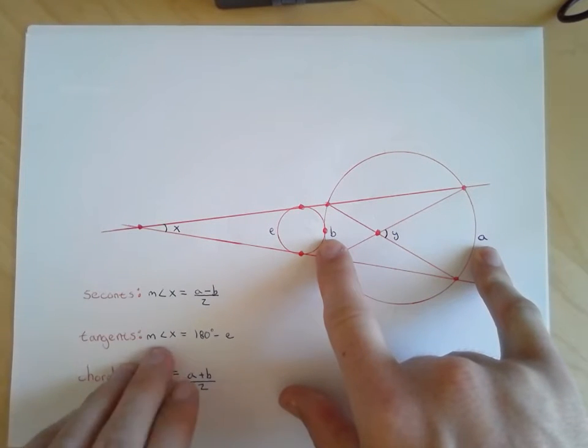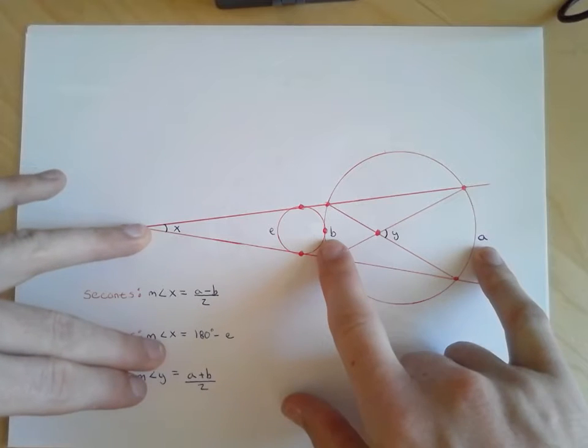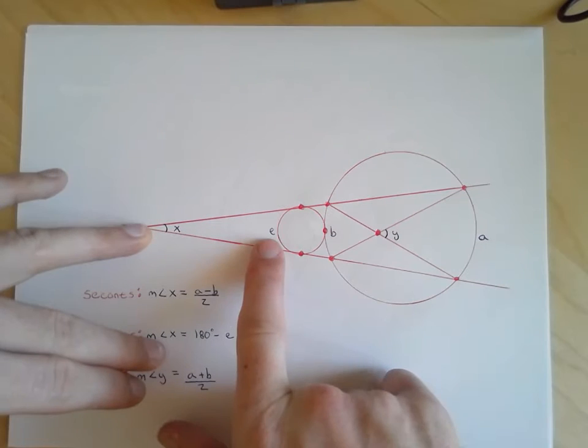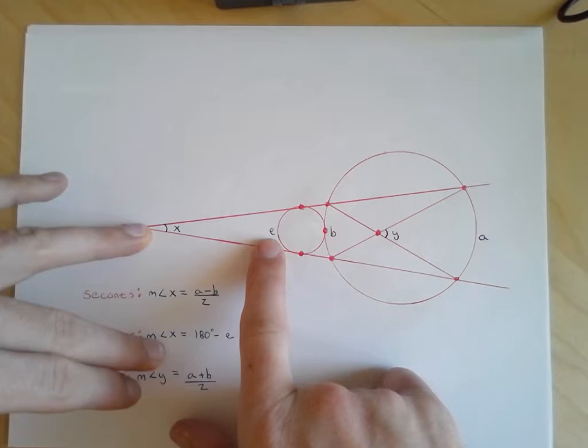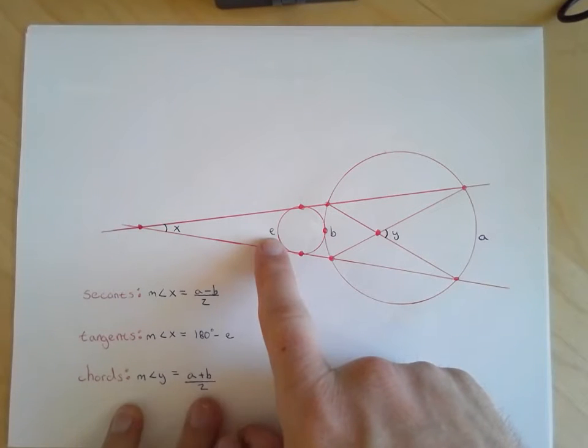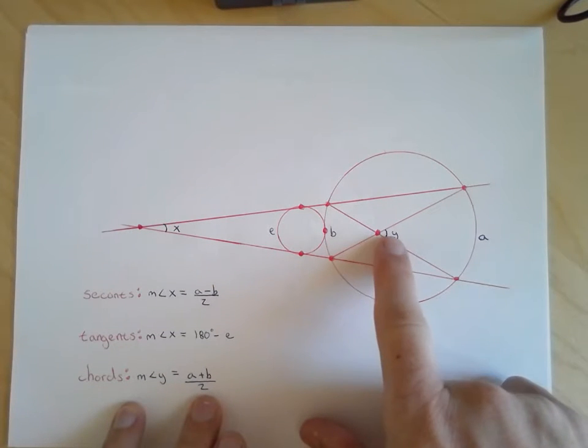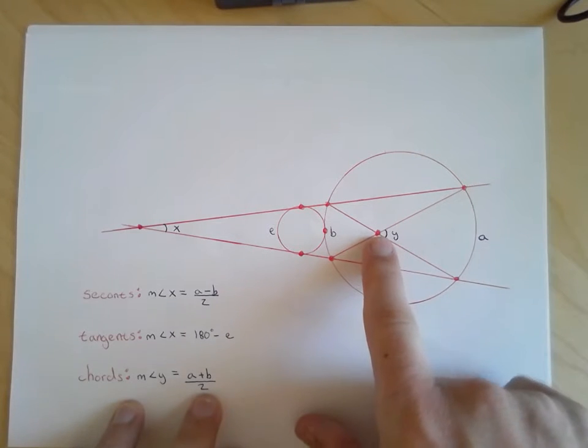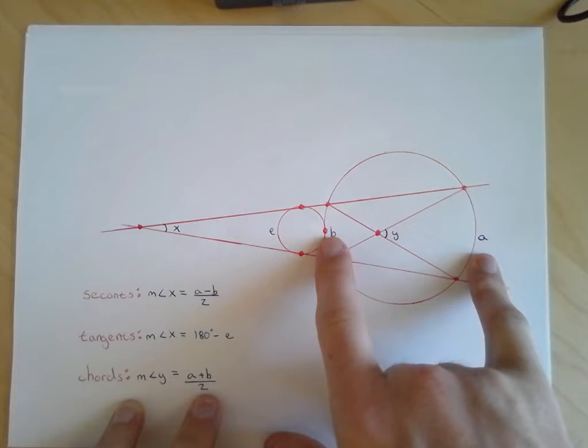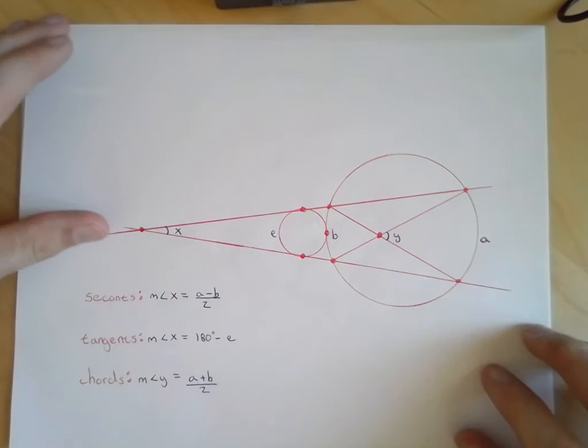The measure of angle x is also equal to 180 degrees minus the measure of arc E. And the measure of the vertical angles at the intersection of the chords is half the sum of arcs A and B. Now, why are those things so?